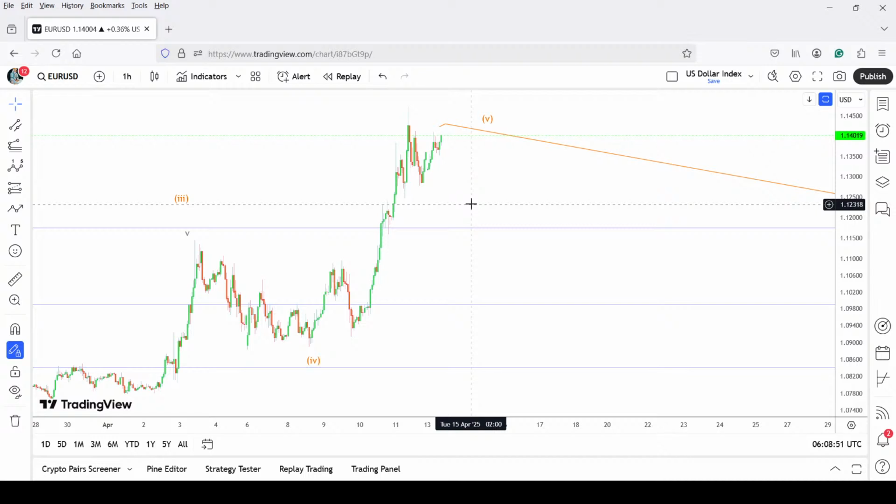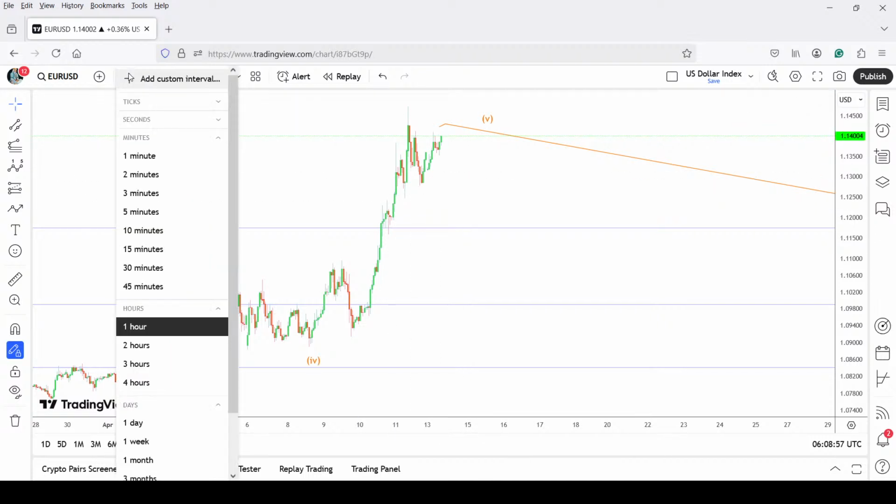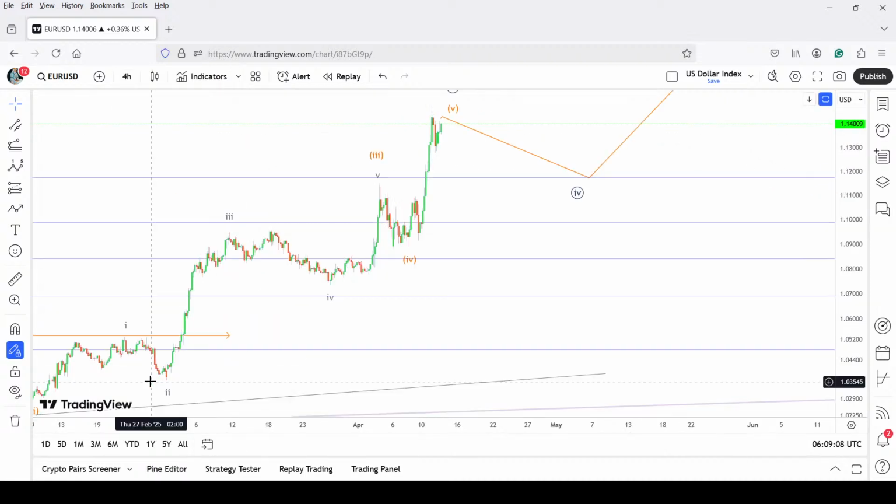In the meanwhile, there is a possibility of an expanded flat as well, so we will keep an eye on the price action. Right now, we're suggesting a flat in euro after booking profits over the last week. All right. So that is the story in the euro.